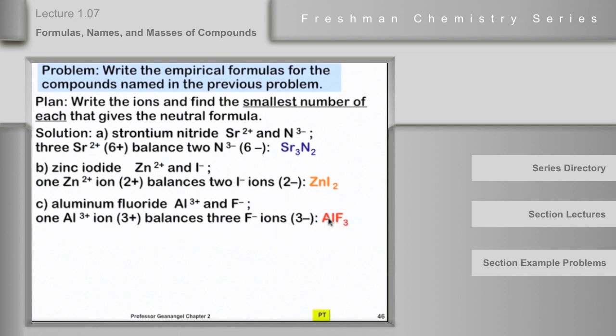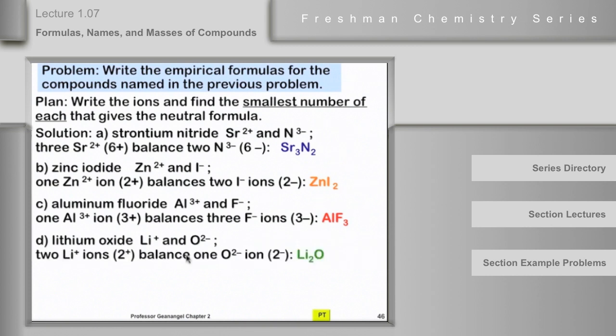Questions on that one? All right, last one, lithium oxide. Lithium's in group 1A, so it will form an ion, lithium with a single positive charge. Oxygen's in 6A, it will form an ion with 2 negative charges, so it's going to take 2 lithiums to balance that, and our formula will be Li2O for the simplest formula of this ionic compound.